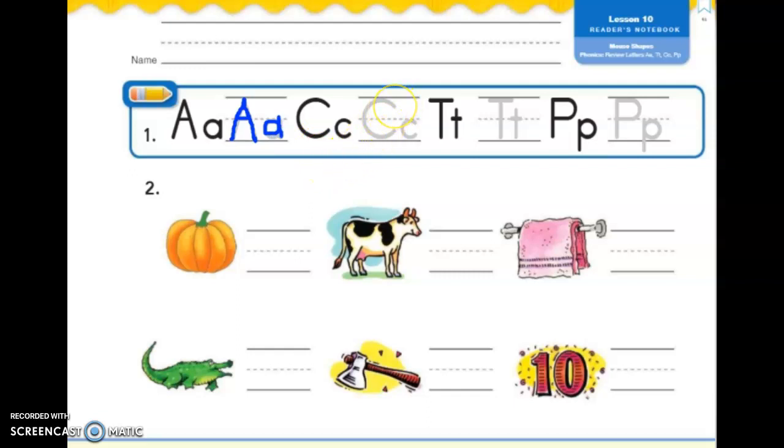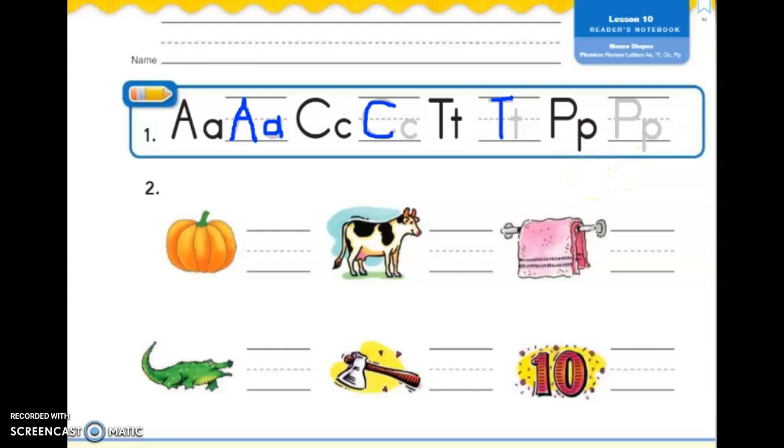C, again, start from left to right and we're going to go from the top down to the bottom and do the same for C, T, and P. Starting at the top, going to the bottom, going back to the top. Great, and we did P last week, so you should be pros.